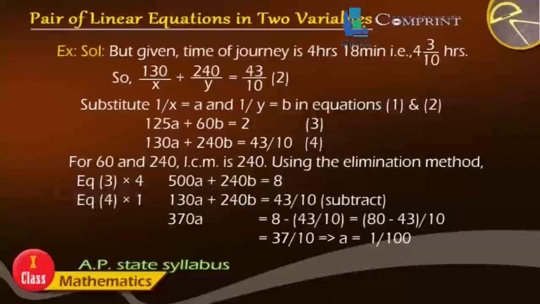Subtract. 370a is equal to 8 minus 43 by 10 is equal to 80 minus 43 by 10 is equal to 37 by 10. a is equal to 1 by 100.